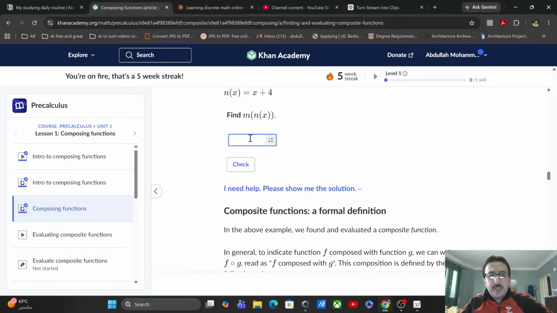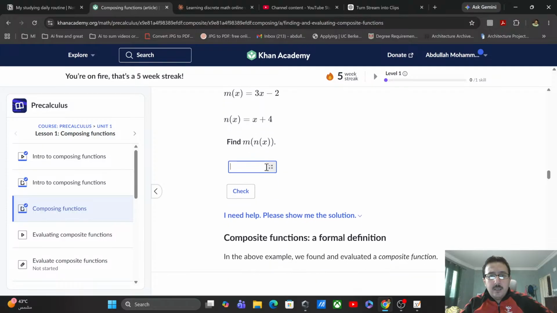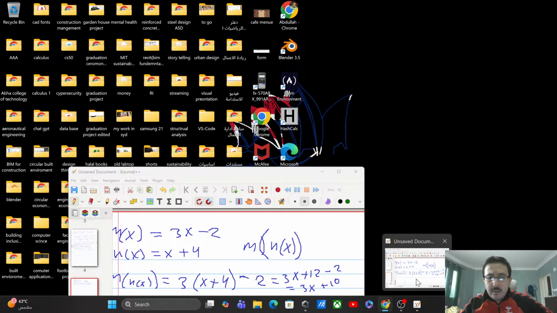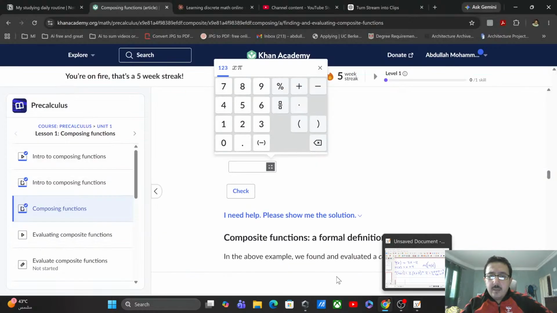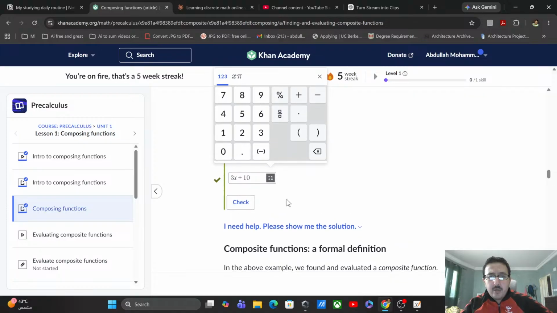How to write it here? Is it 3x plus 10? Do you have an x? Plus 10. Check. Okay.